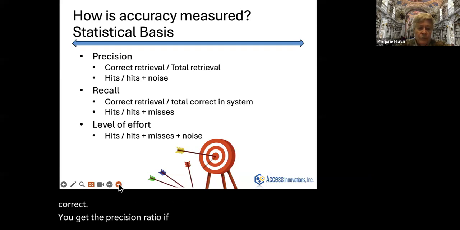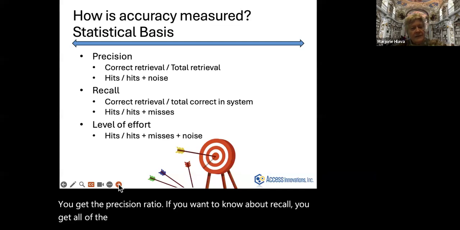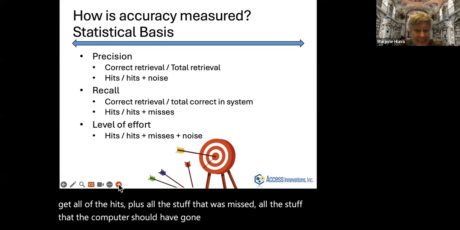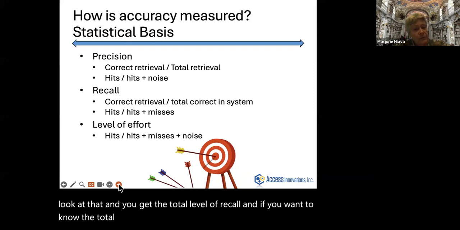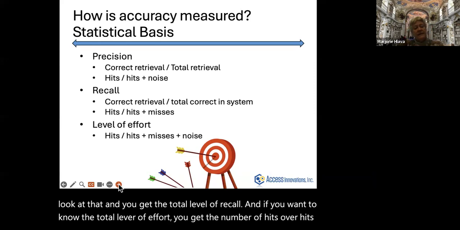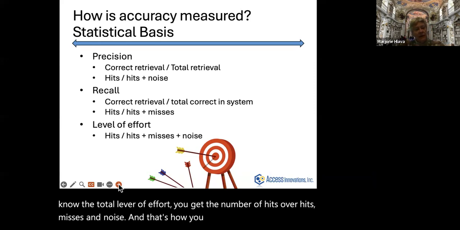If you want to know about recall, you get all of the hits, plus all the stuff that was missed, all the stuff that the computer should have gone over but didn't. And then you look at that and you get the total level of recall. And if you want to know the total level of effort, you get the number of hits over hits, misses, and noise. And that's how you calculate precision and recall in a database.